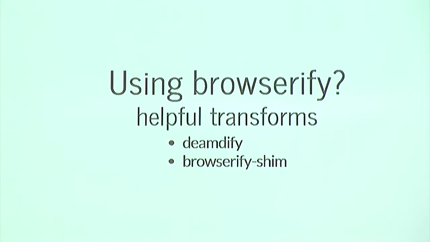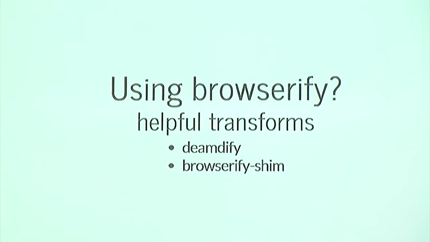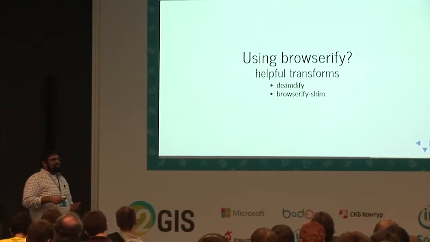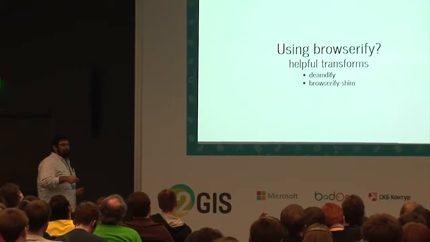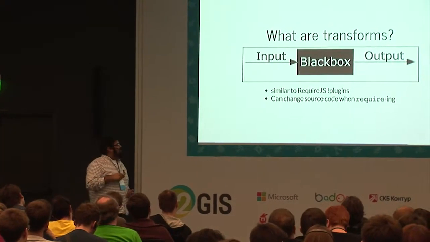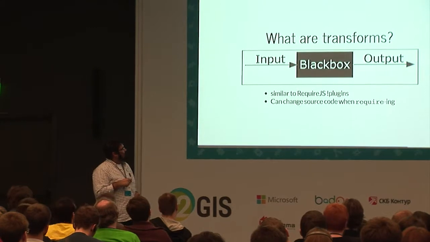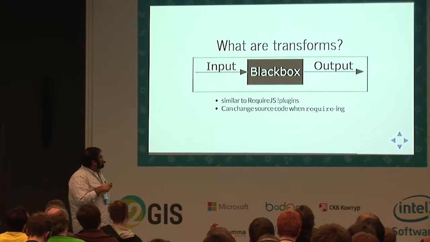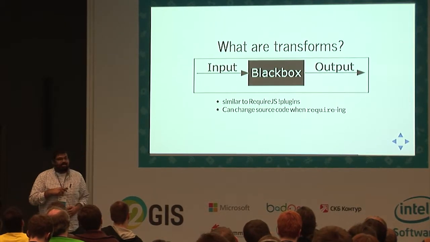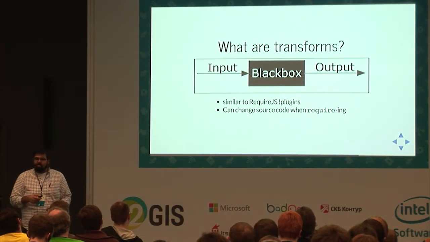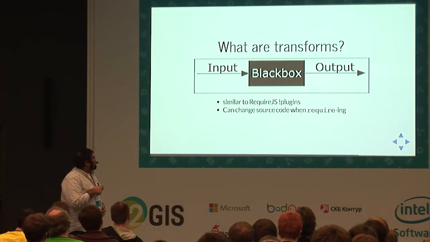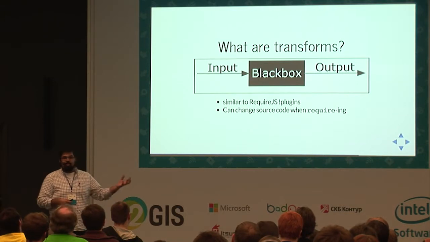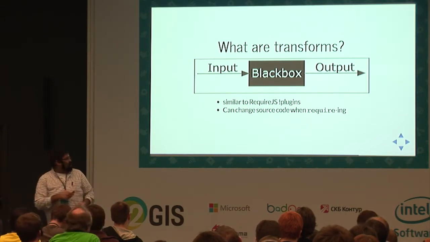If you're using Browserify, there are a few helpful transforms out there that can allow you to do the same thing: take anything from anywhere and build it into your ecosystem. A Browserify transform is just a black box that converts some input into some output. It can take some source code and transform it into something else. A typical example is a CoffeeScript transform: a CoffeeScript file will come in and a JavaScript file will come out, and that transform will just run the compiler and spit out the other side.